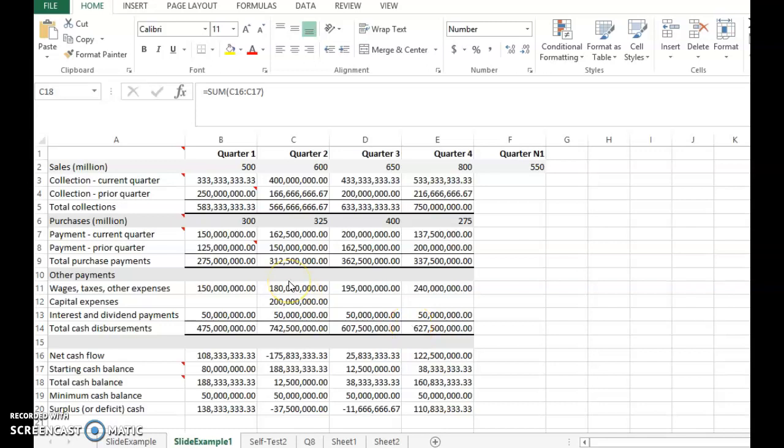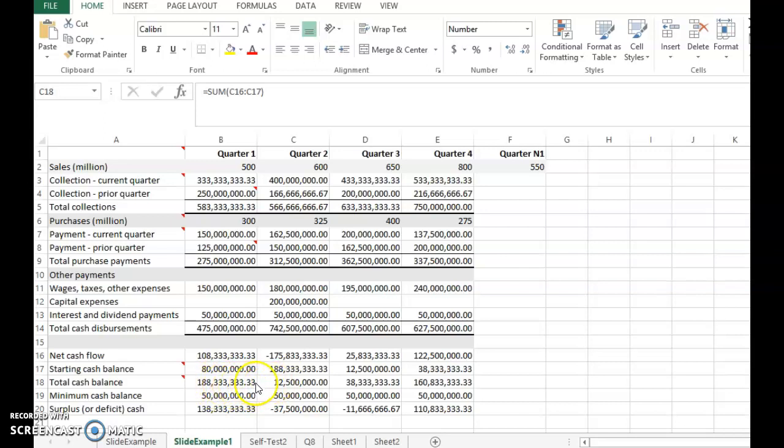Okay, welcome back to part 6 of this chapter 18. We are looking at the end of a concluding part of the cash budget. Okay, we were looking at the second quarter. We saw that the net cash flow was negative, negative 176 million roughly. Okay, and then the starting balance was the previous total cash balance.